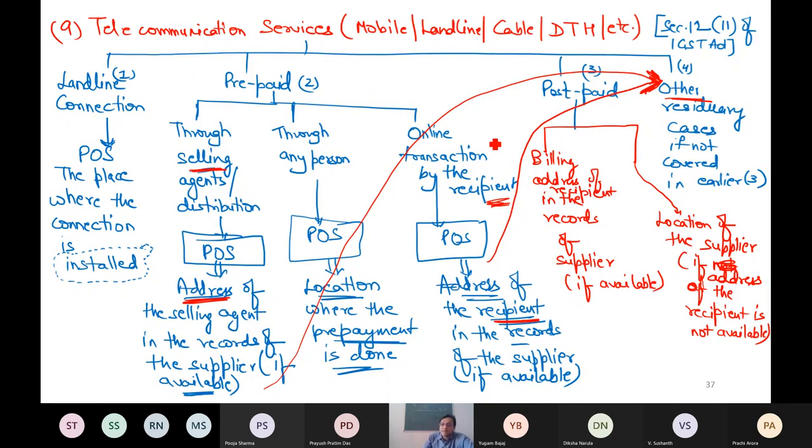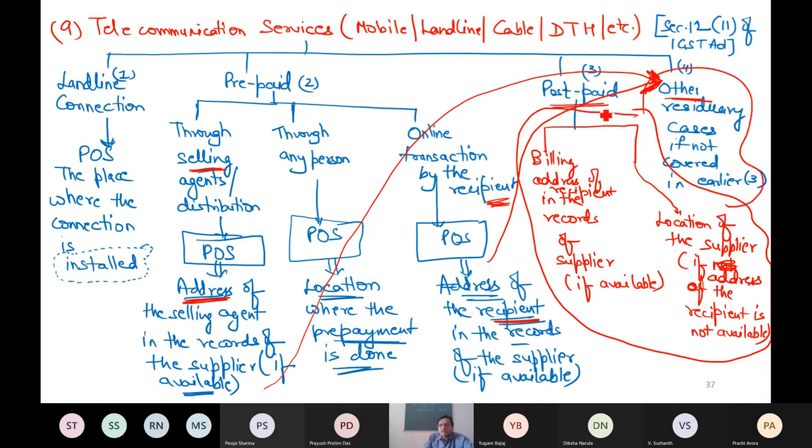Whatever is the rule of postpaid, the same rule applies for others. So postpaid or others are having same rule. So when you study postpaid, by default you are covering miscellaneous cases also. That address of the recipient is the answer if available in the records of the supplier. Otherwise, location of supplier is the answer. That's it. I hope your point is clear.